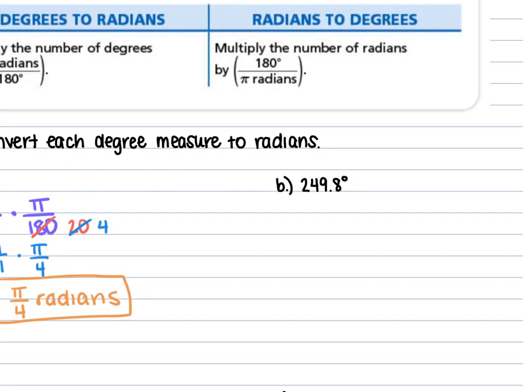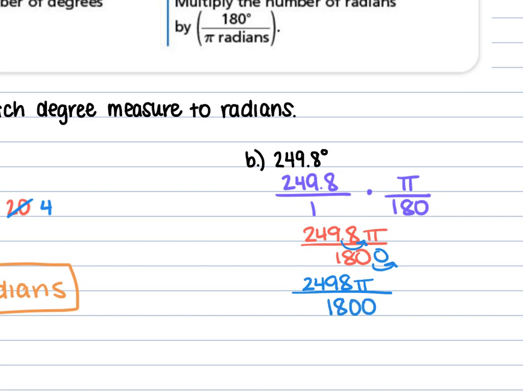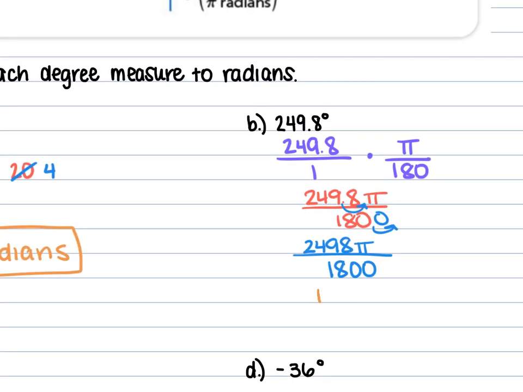For B, we have 249.8 degrees, so we're going to multiply 249.8 over 1 times pi over 180. If we wanted to, we could multiply straight across and then simplify. If we did that with this one, we would have 249.8 pi over 180, and then we would simplify from there. I can't have decimals in fractions, so I'm going to turn this 249.8 into 2,498, which means that 180 is going to turn into 1,800. So this is just going to turn into 2498 pi over 1,800. From here, these are both divisible by 2, so I'm going to get 1249 pi over 900. This can't be simplified any further, so we leave it.